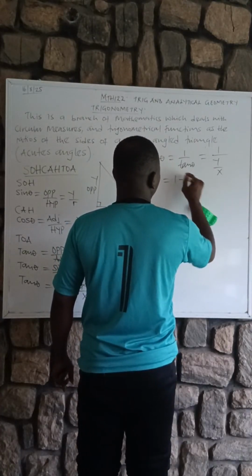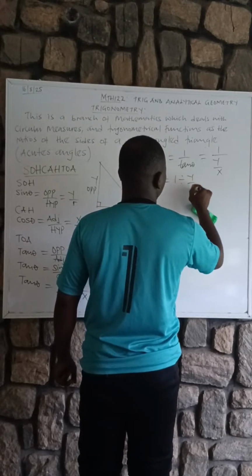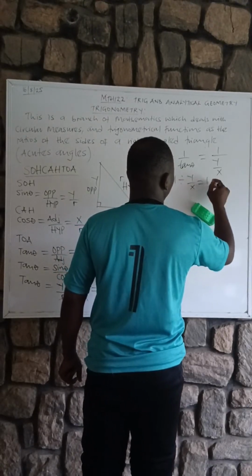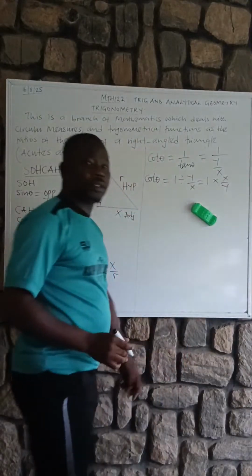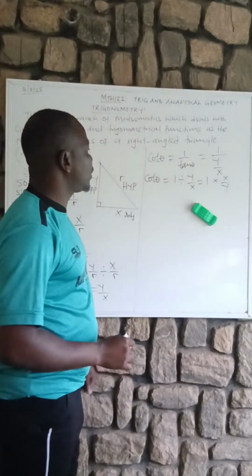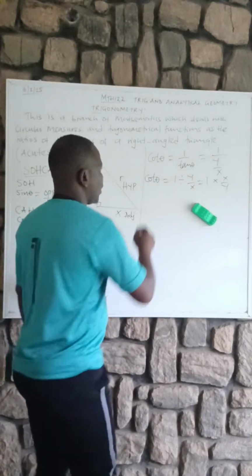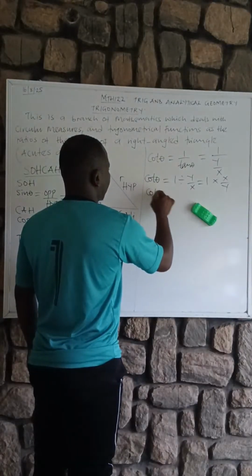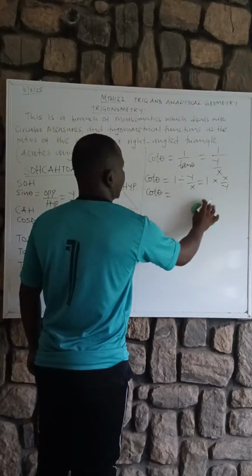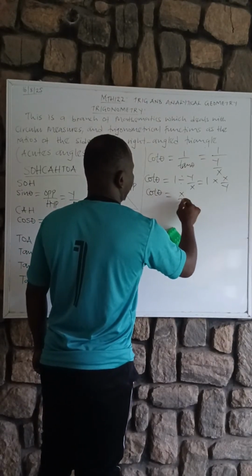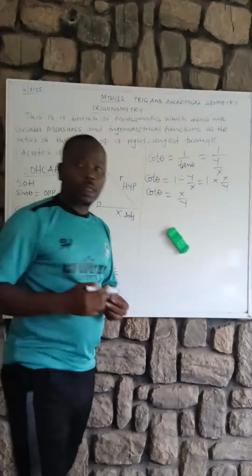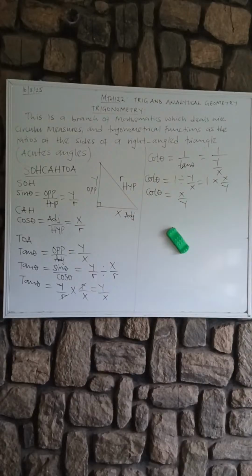Okay, let's do it for the sake of clarity. Then this is the same as 1 times x all over y. True or false? It's true, right? So it means our cot theta is equal to x all over y, isn't it? Do you agree with me?